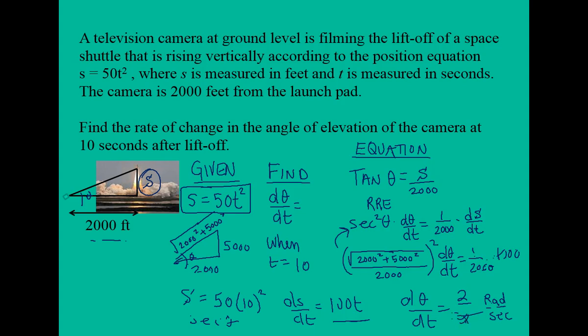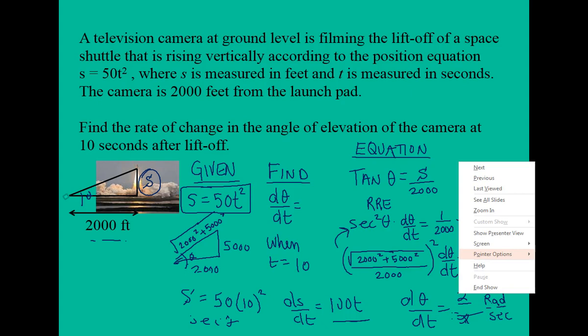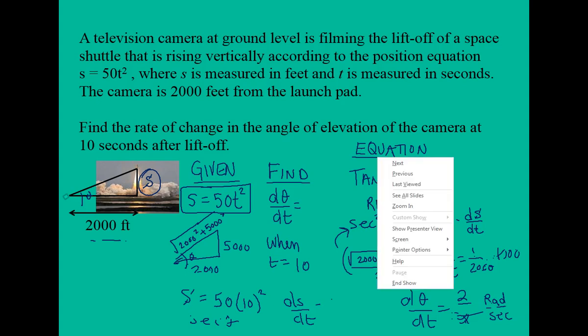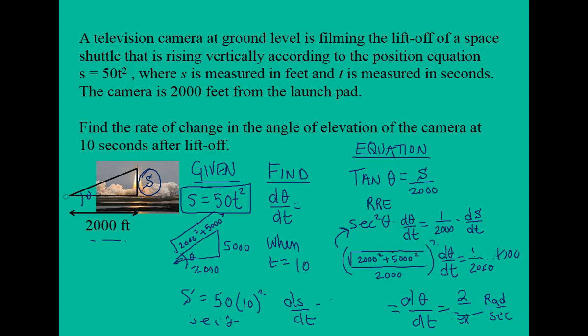It's not going to let me write 29. So the answer we said is 2 over 29 radians per second. Let me see if it will go this way. And that would be rads per second.